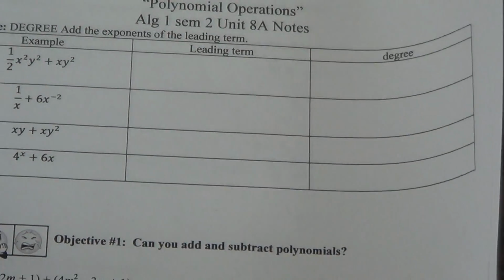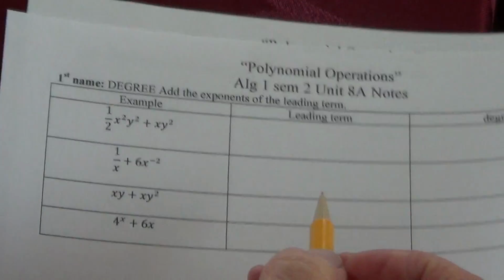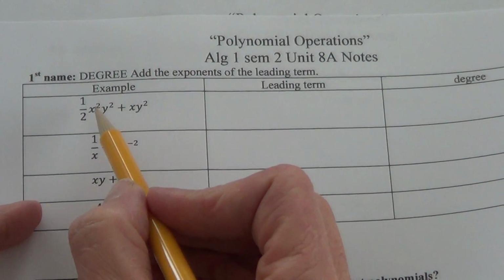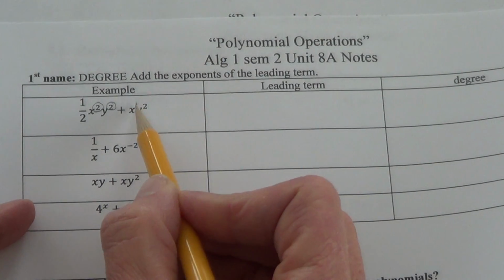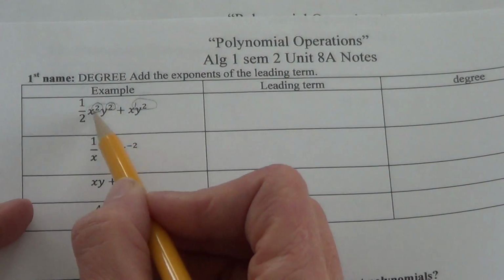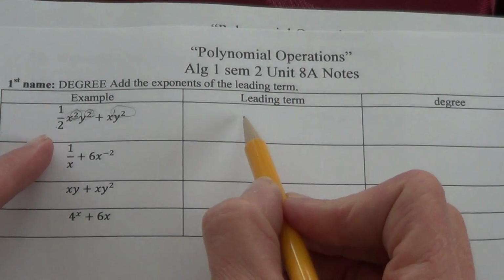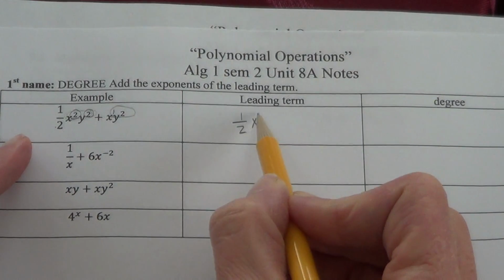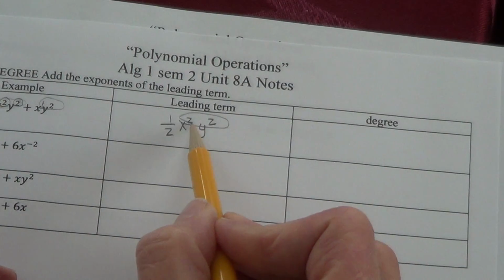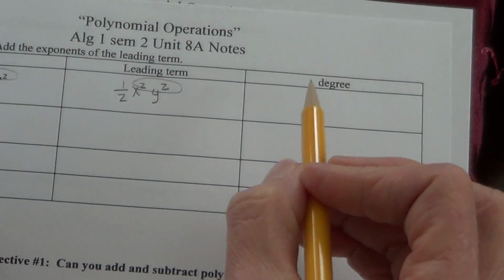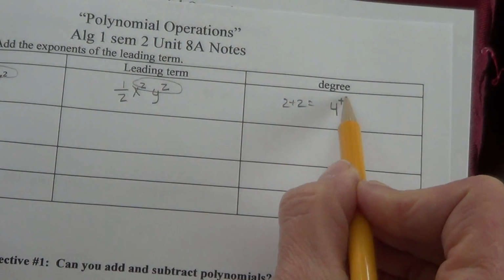On page 3, we check and we see, are these written in descending order? Well, the first one has the exponents 2 and 2. The next one has the exponents 1 and 2. So the greatest exponents are in that first term, so it is written in proper order. The leading term is 1/2 x squared y squared. To get the degree, you simply add up the exponents on the variables. So that would be 2 plus 2. It is a fourth degree.